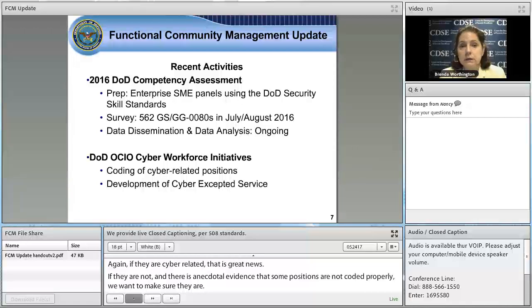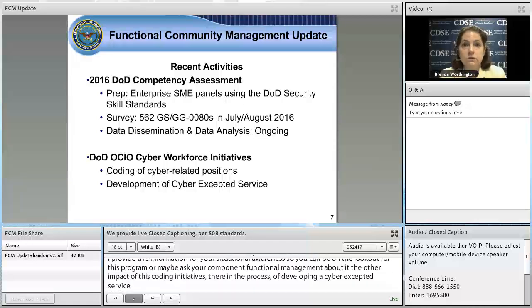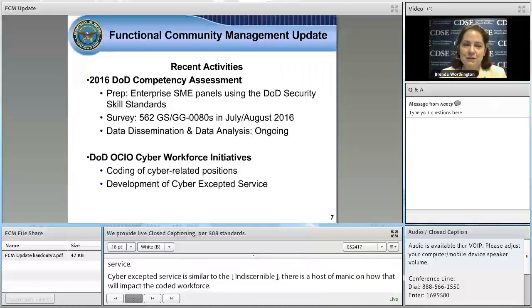The other impact of this coding initiative is that they're also in the process at the personnel and readiness and CIO level of developing a cyber accepted service. Cyber accepted service is similar to the intelligence professional accepted service, and so there's a whole schematic on how that will impact that coded workforce. If you have more questions on that, please reach out to me. That's about an hour's worth of discussion that we could have there.